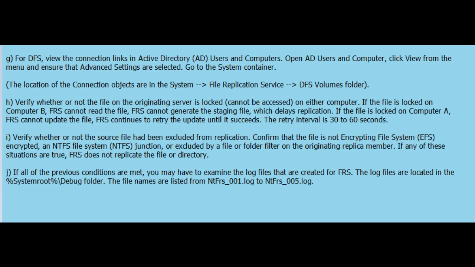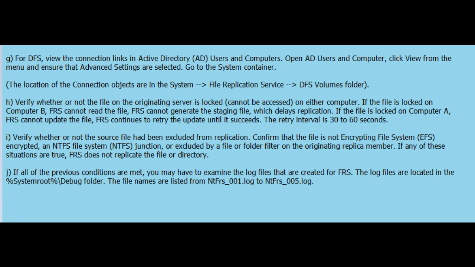Point G. For DFS, view the connection links in Active Directory, AD, Users and Computers. Open AD Users and Computers. Click View from the menu and ensure that Advanced Features is selected. Go to the System container. The location of the connection objects is in the System container. Go to File Replication Service. Go to the DFS Volumes folder.